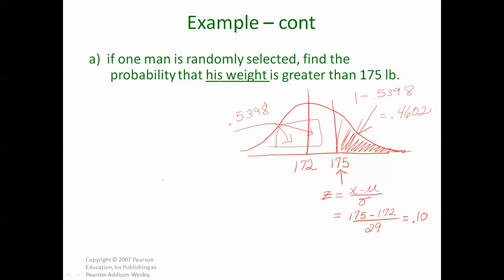So the probability that the weight of one man will be greater than 175 is 46.02%, or 0.4602.